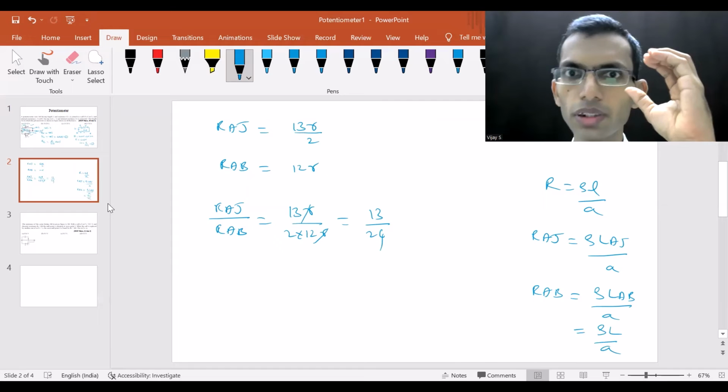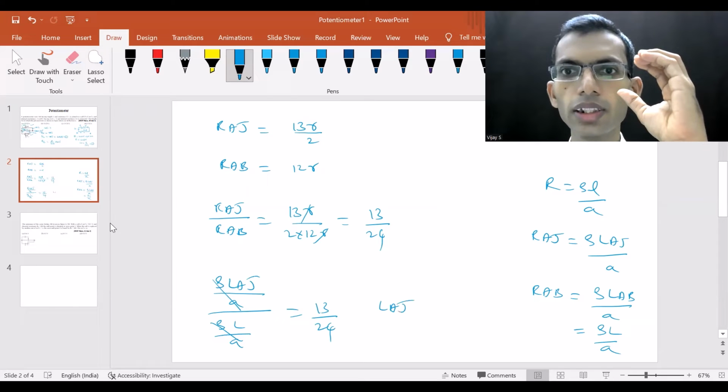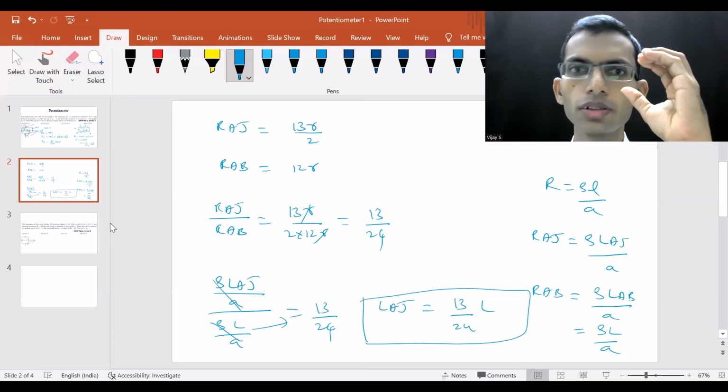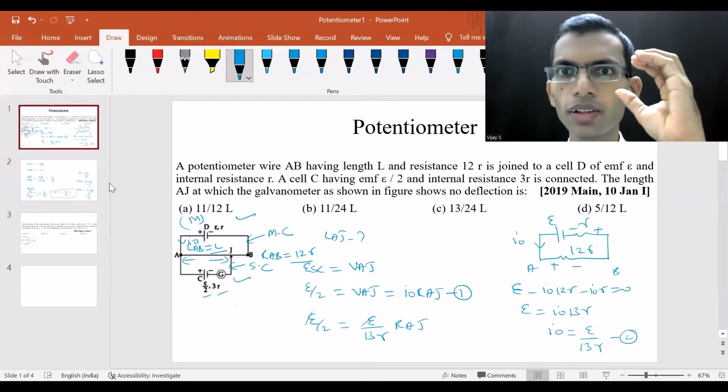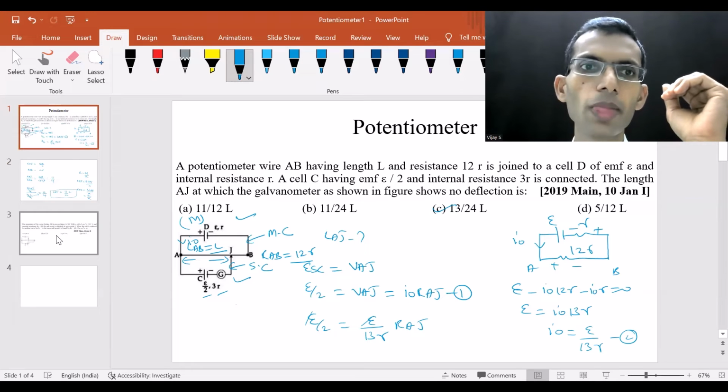When we substitute into the equation, RAJ is equal to rho LAJ by A and RAB is rho L by A. So this is equal to 13 by 24 from the above equation. That means LAJ by L is equal to 13 by 24, and L goes to this side. So LAJ is equal to 13 by 24 into L. This is the answer. Which option satisfies? Option C is satisfied. Let us move to the next question.